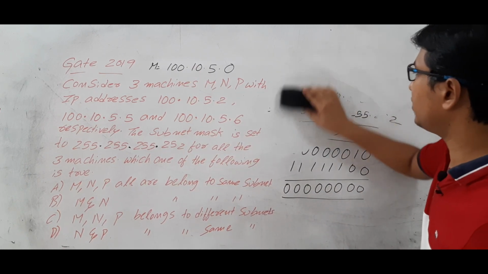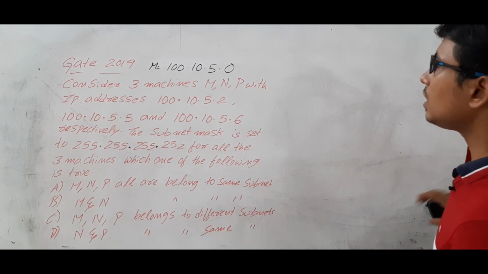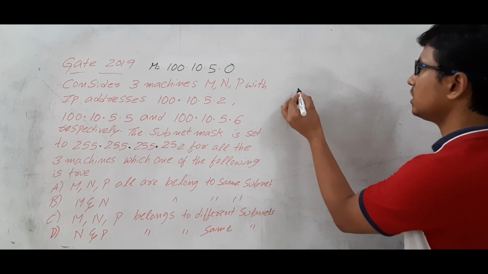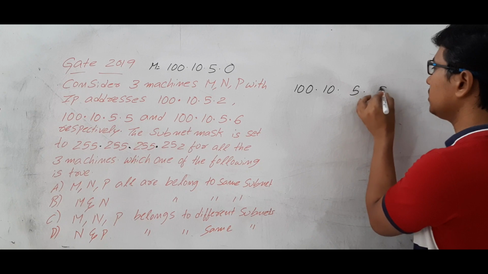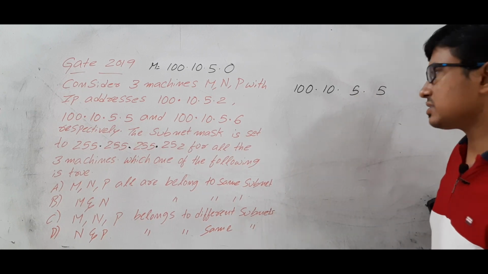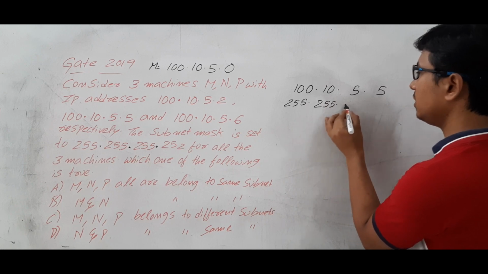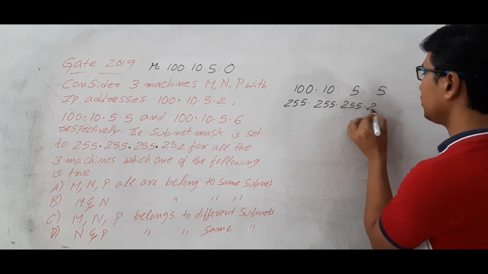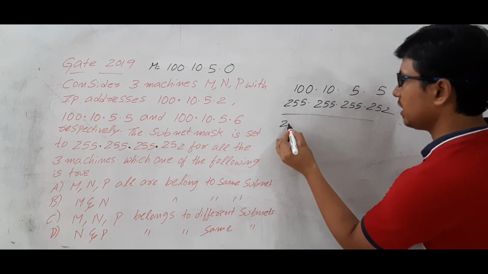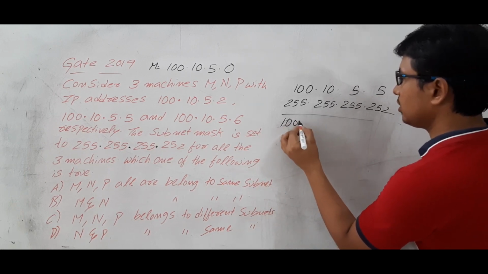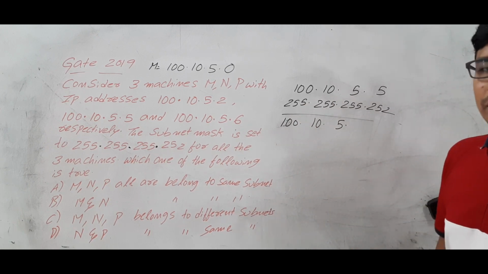Similarly, we will do it for machine N. The same process we have to do. Machine N's IP address is what? 100.10.5.5. What is the subnet mask? Same: 255.255.255.252. Okay. If I perform bitwise AND, I will get 100.10.5 and then the last octet.